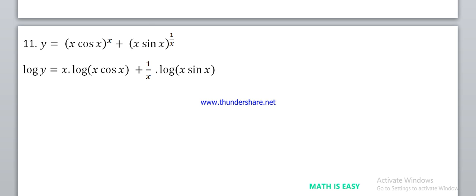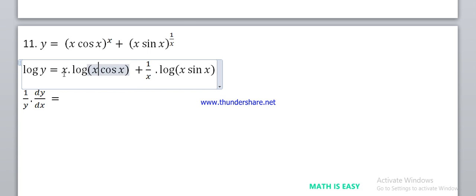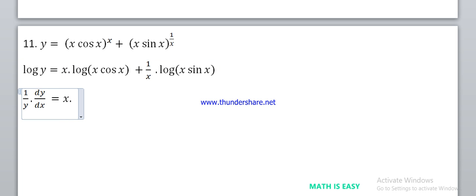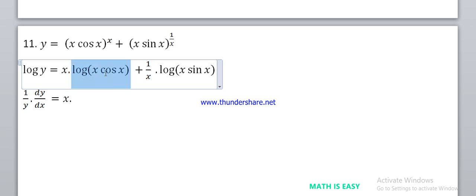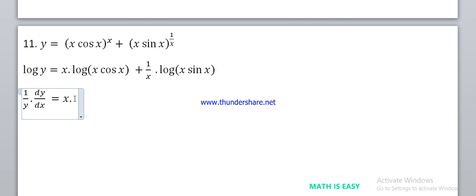So next step what we do, differentiating with respect to x on both the sides. So we already mastering that. This is going to be 1 by y into dy by dx. Now here I have a problem. What problem I have is x into log theta. So I have to apply here UV formula. U into derivative of log theta. Derivative of log theta is 1 by theta into derivative of theta.